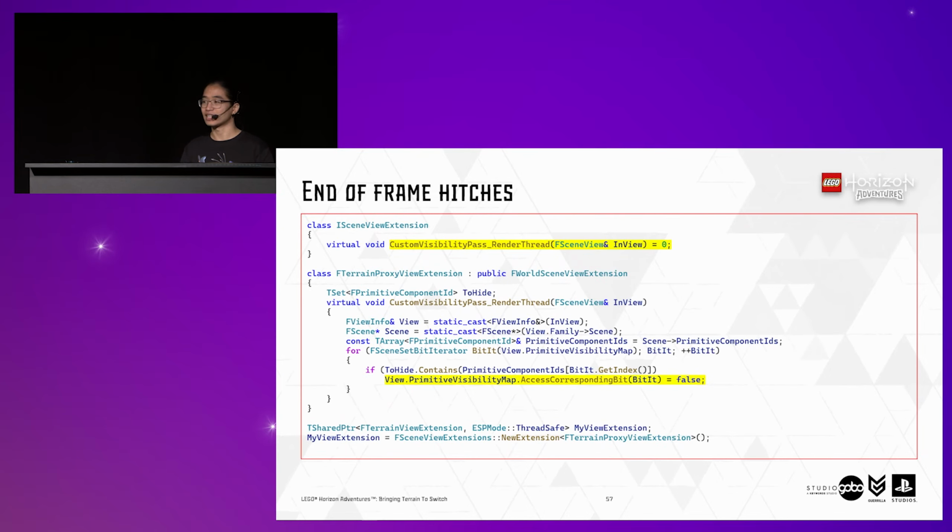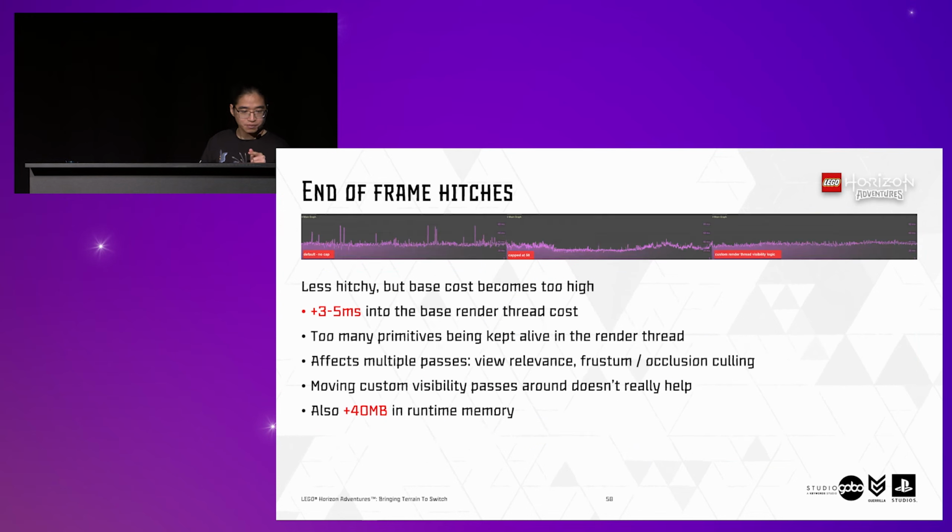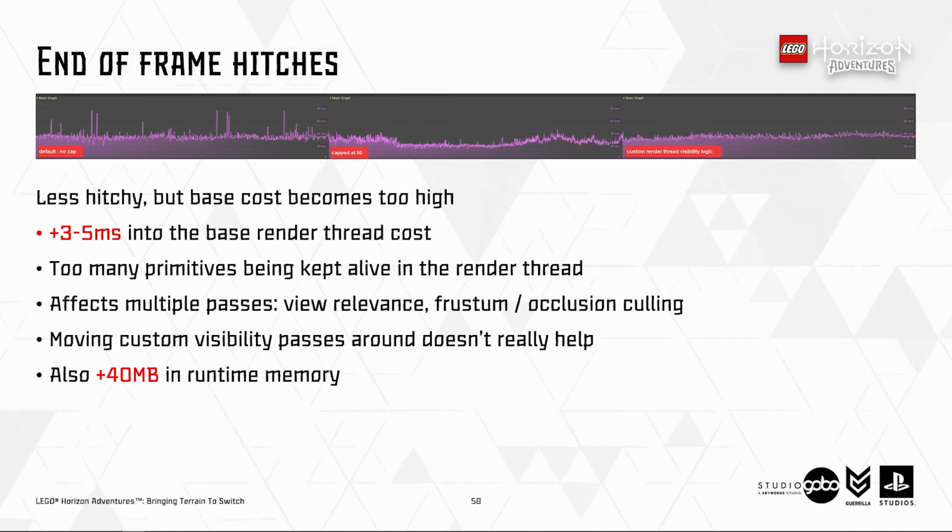The idea is that all component proxies are kept alive in the render thread. So what I hope to see is that now I don't have to pay the cost for allocating and setting up these scene proxies every now and then. It would be less hitchy. So the answer is, well, yes and no. It does become less hitchy, problem solved, right?